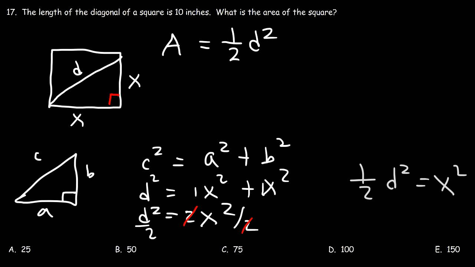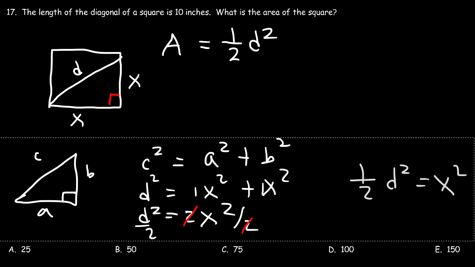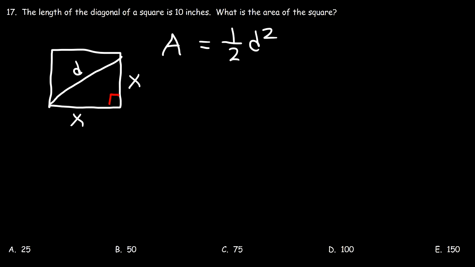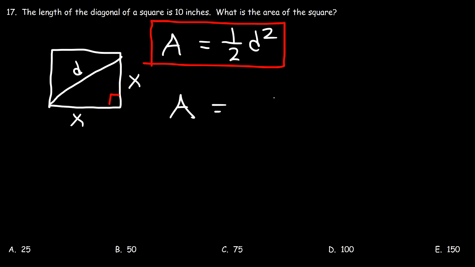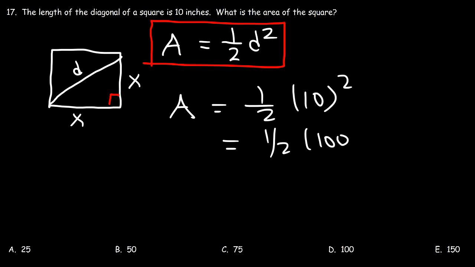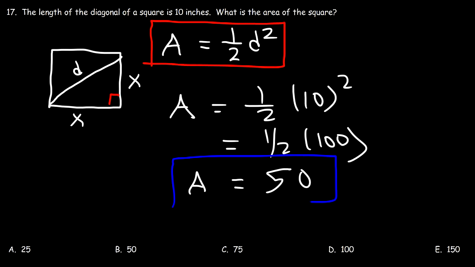Now, this formula is actually very similar to the area for other shapes that we're going to go over later in this video. So make sure you know this equation. So the area is 1/2 D squared. So the length of the diagonal is 10, and 10 squared is 100, and half of 100 is 50. So the area is 50 square units, and that's the answer, which correlates to answer choice B.